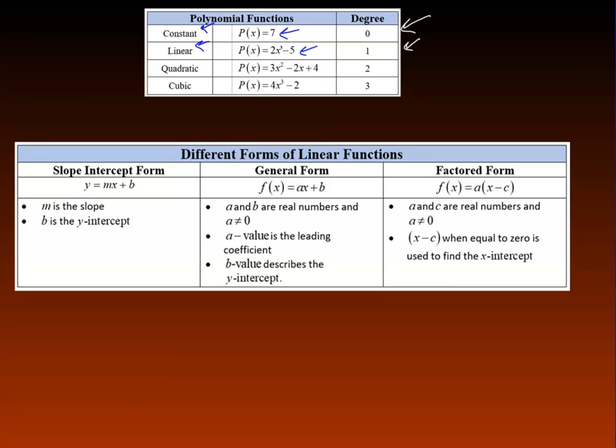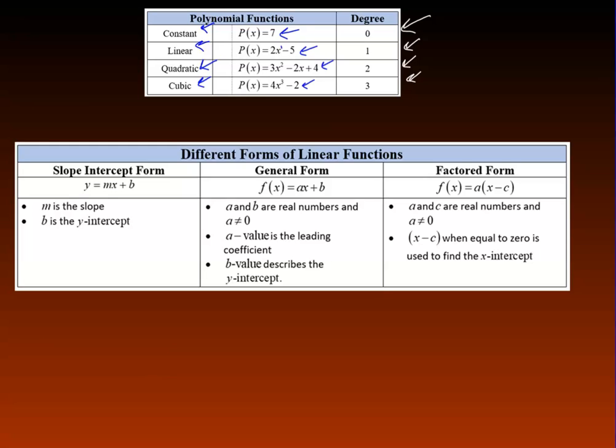A polynomial that has a degree of 2 is considered a quadratic function, which we worked with in the very first topic. An example of this would be p of x is equal to 3x squared minus 2x plus 4. Then a cubic function, which we haven't talked about and really won't see much this year, has a degree of 3. It looks something like p of x equals 4x cubed minus 2. Those are cubic functions. We are working more on linear functions.